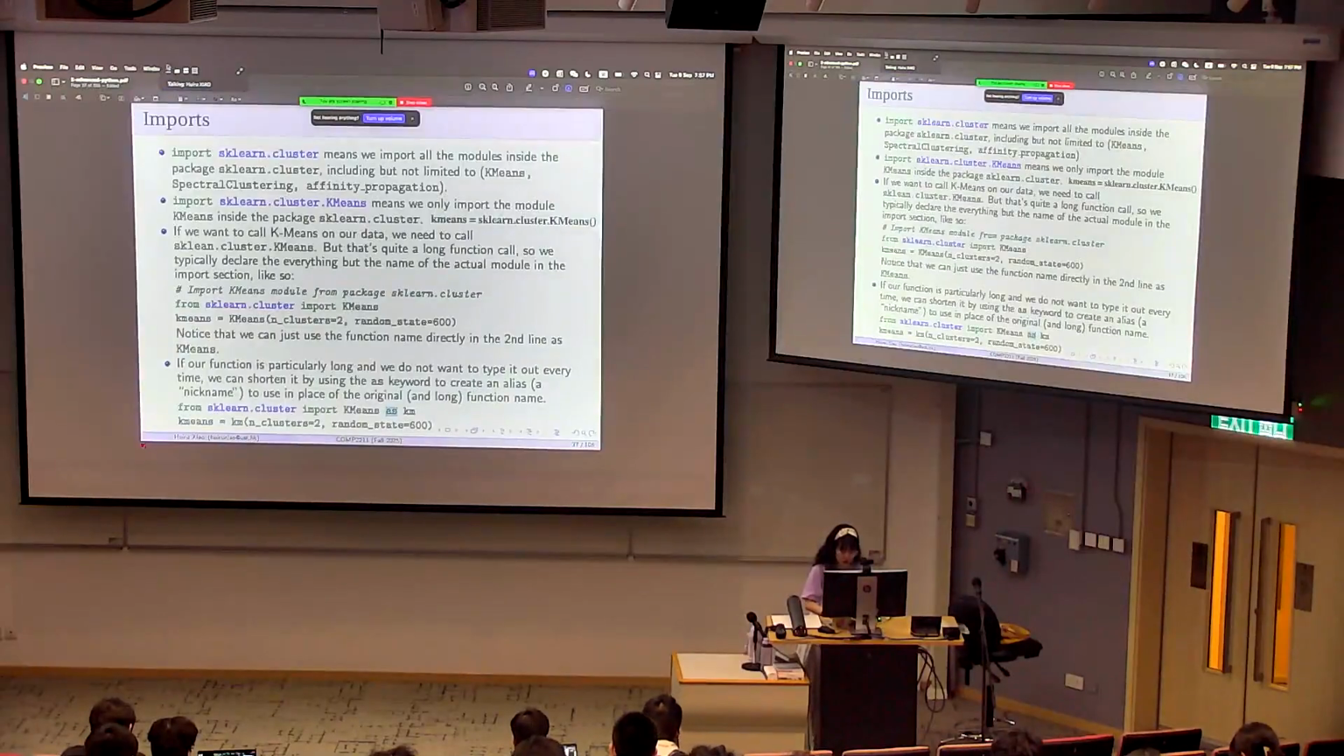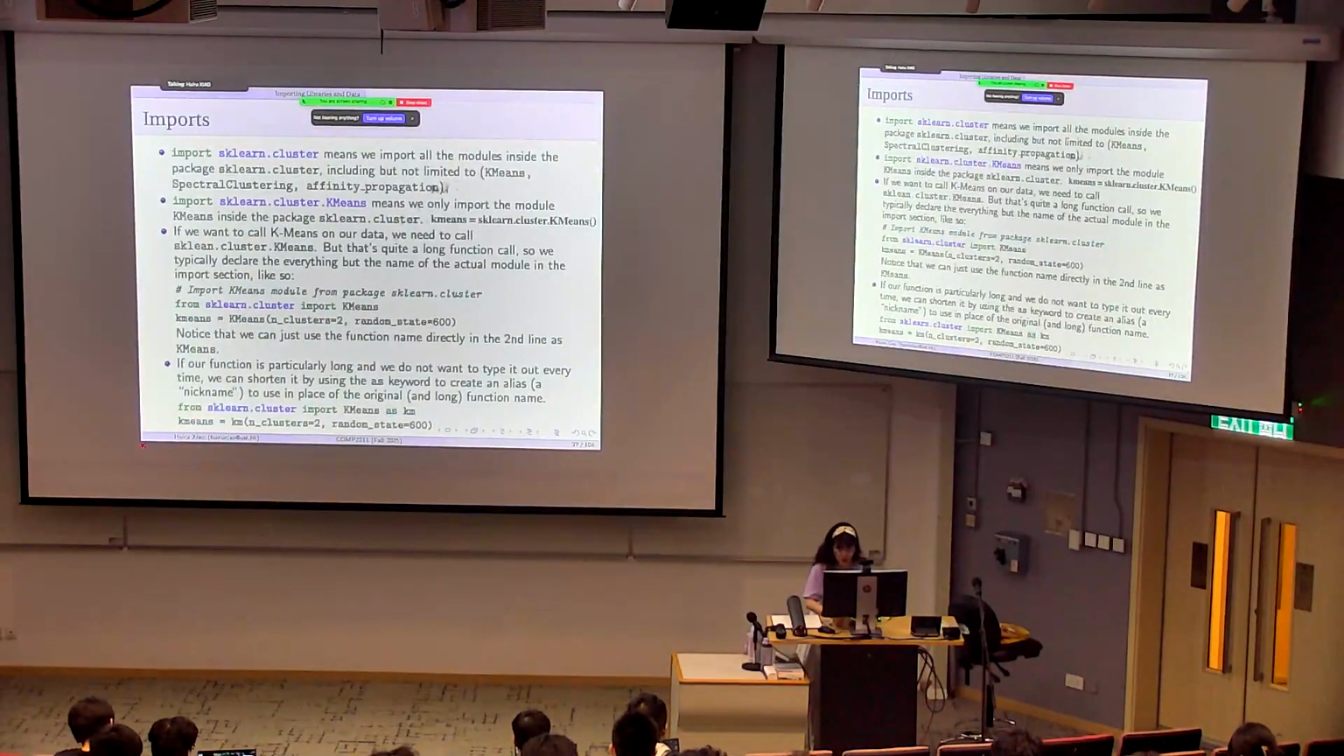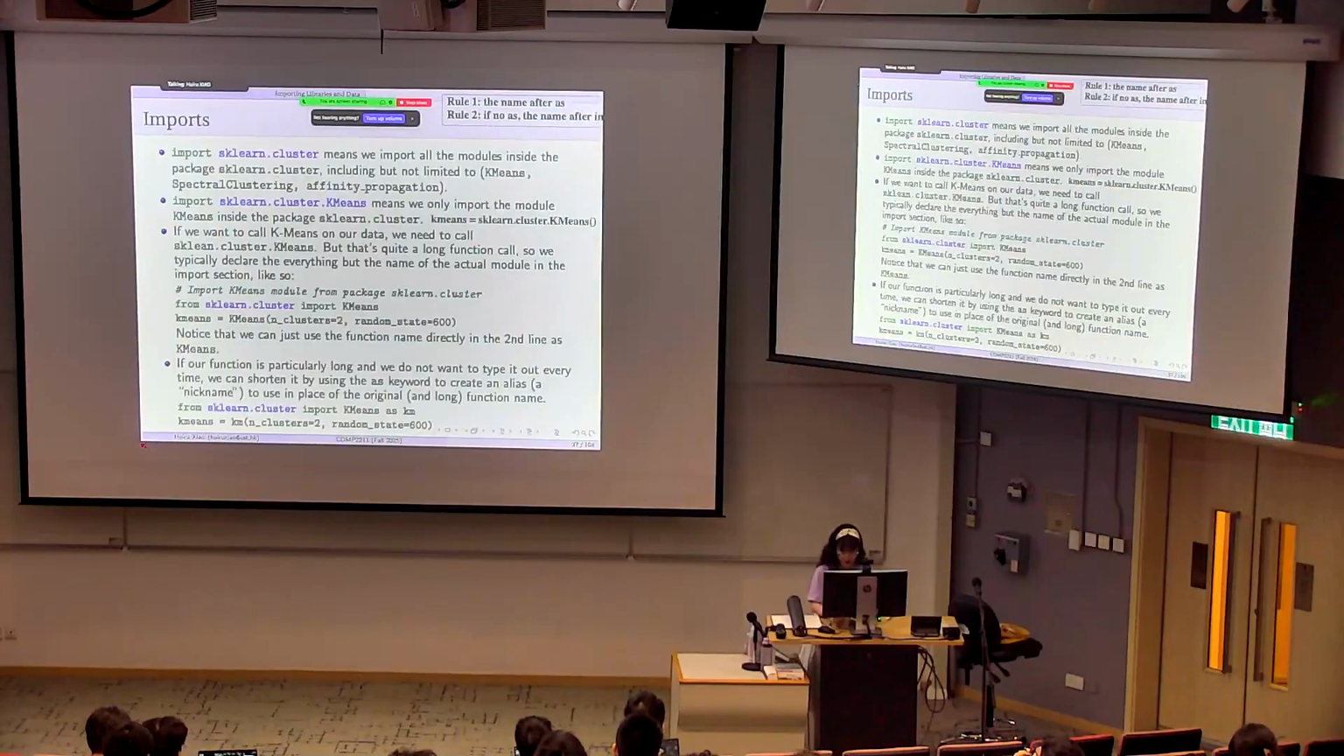Maybe we can try to summarize the import rules here. They are top-down rules, so rule 1 has the highest priority. Rule 1 is that the name after the keyword as is the name that Python can accept, that you can use. And rule 2 is that if there is no keyword as in the import, then we refer to the name after import. Sorry for the typo. All right?